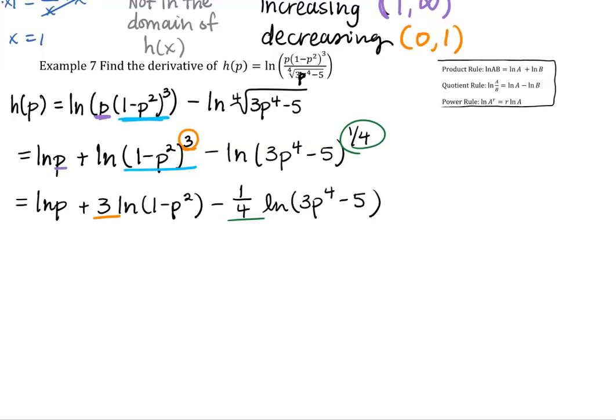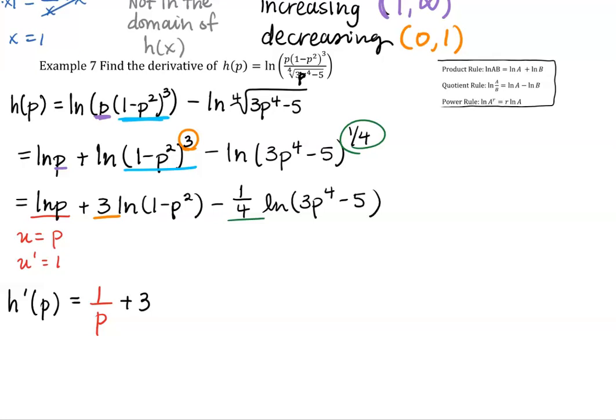Now that I have this expanded out, it'll be a lot easier for us to go in and take the derivative of these terms versus taking the derivative of the original function. So now I'm actually going to start writing h prime of p. When I look at the first term to take the derivative, u is just p and u prime is 1. So the derivative of natural log p is just 1 over p.